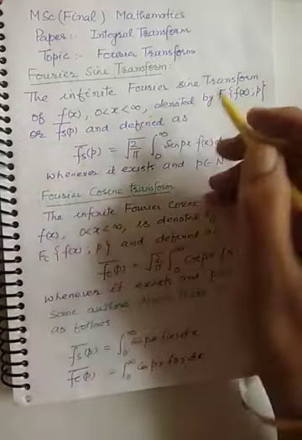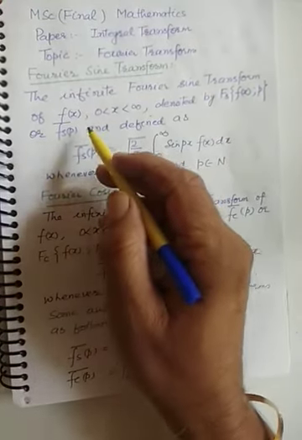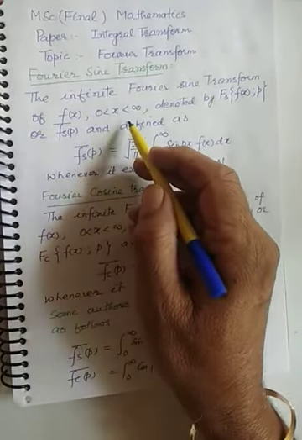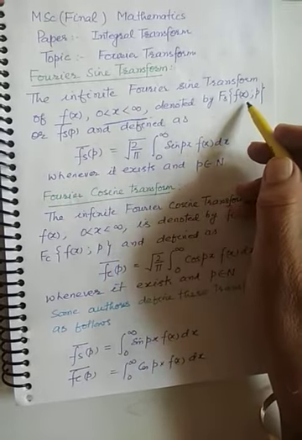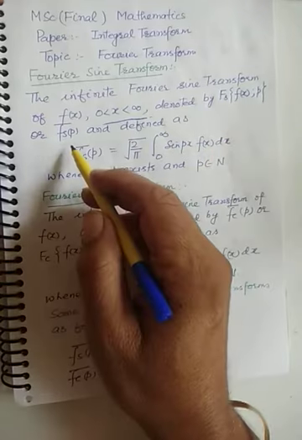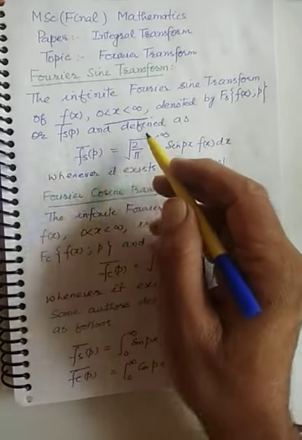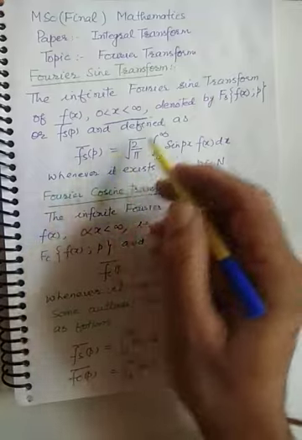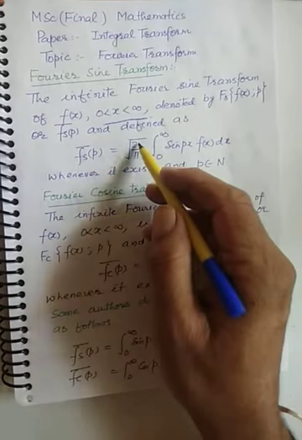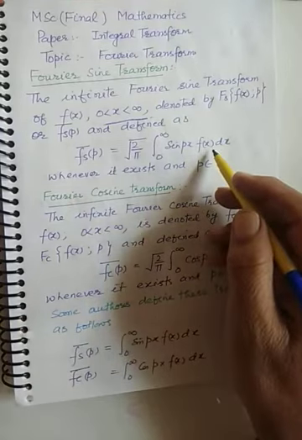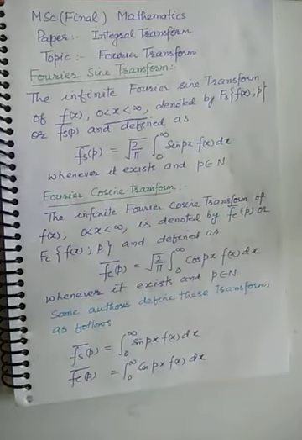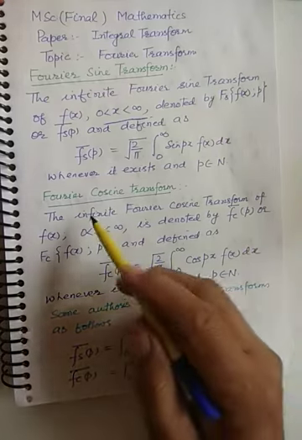The infinite Fourier sine transform of f(x), when x is between 0 and infinity, is denoted by f(x) with parameter p or F_s bar(p), and defined as F_s bar(p) = square root of 2/pi times the integral from 0 to infinity of sin(px) f(x) dx, whenever it exists and p belongs to N. p is a natural number.